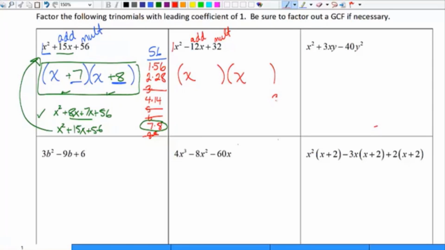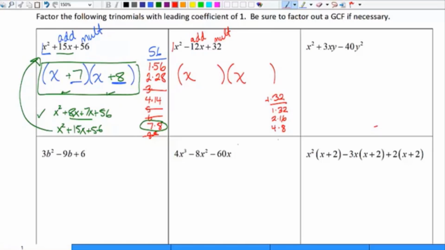So I have 32: 1 times 32, 2 times 16, 3 doesn't work, 4 times 8, 5 doesn't work, 6 doesn't work, 7 doesn't work, and 8's in my list. Okay, so now I have all of the factors of 32, and I need to find which two factors also add to negative 12. Well, negative 12 is kind of a difficult thing because we have positive things here.